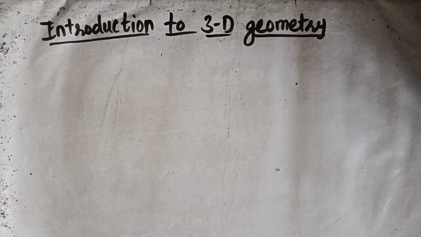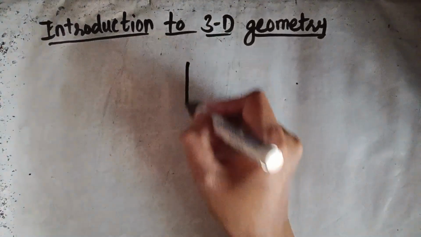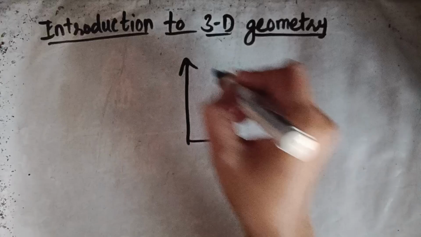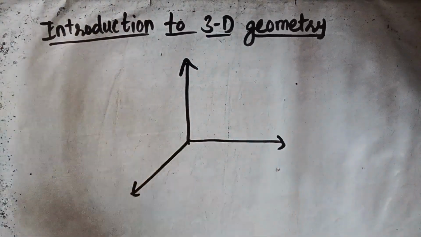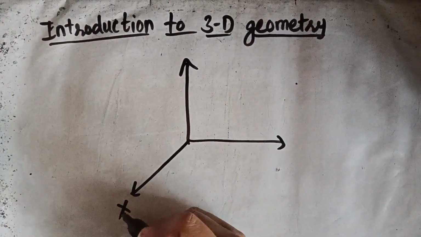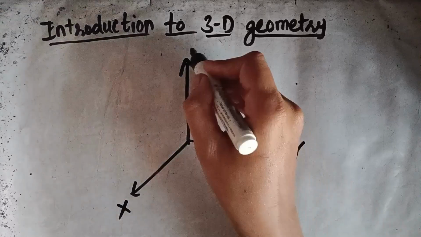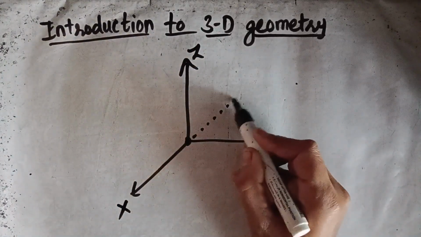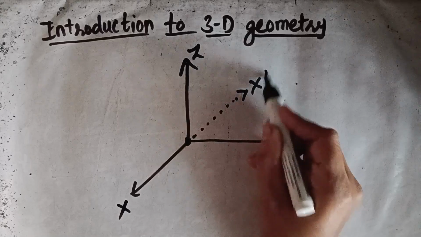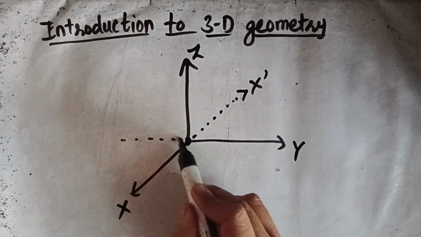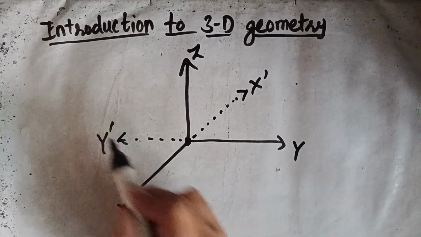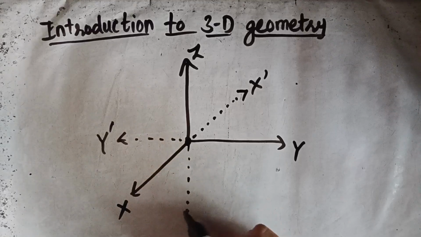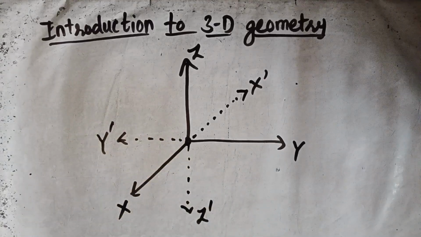So if you have two axes, then there is one more axis. So x, y and z. This is the origin. This is your negative x-axis, x dash. This is your negative y-axis and this is your negative z-axis.